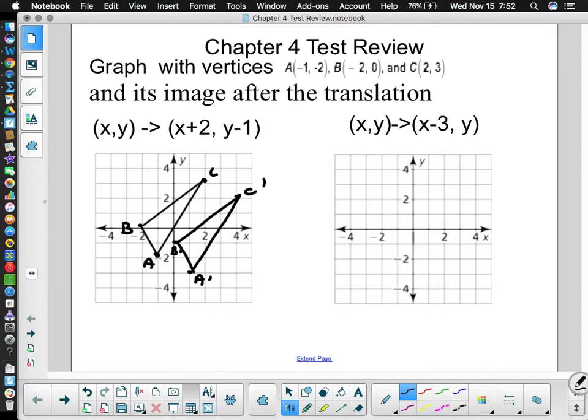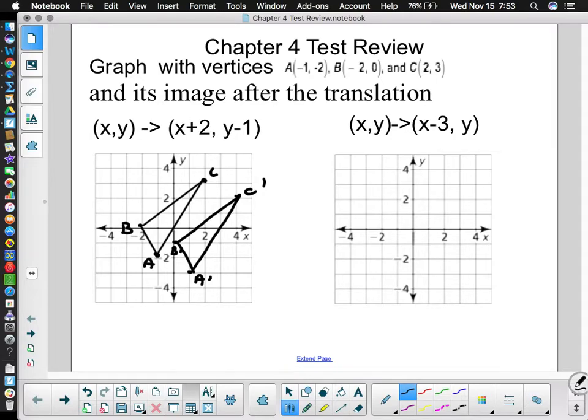Where people lose points on these types of problems tends to be on improper labeling or not labeling, and graphing the wrong point or going backwards. I've seen that a couple times too, but that's pretty unusual.